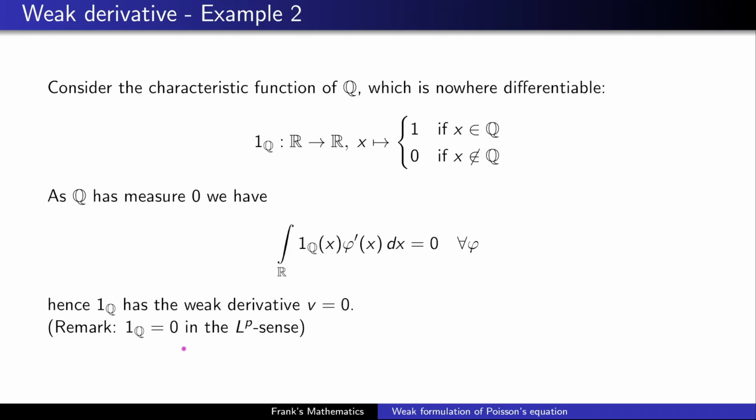It has measure 0, and therefore the characteristic function of Q is 0 in the L^p sense, and therefore it makes sense that it has the derivative 0, obviously, right?